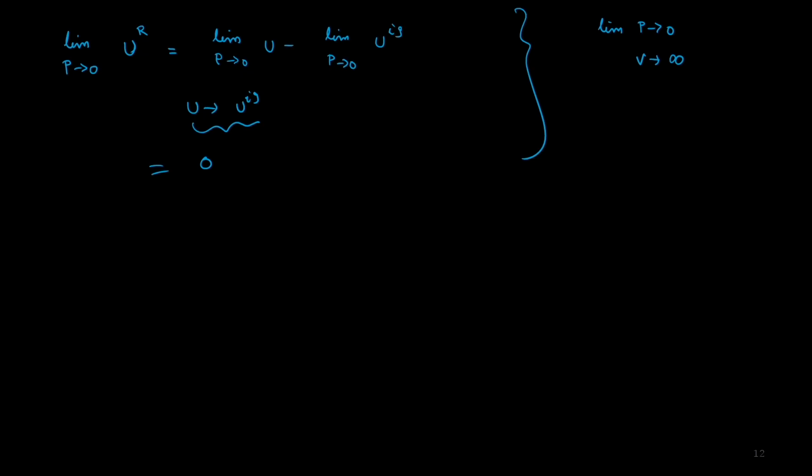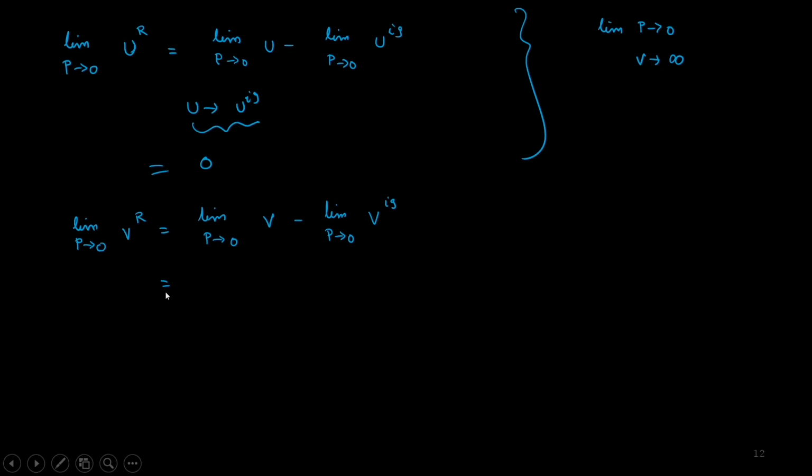Now on the other hand, let us see what happens to molar volume. Limit of P going to 0, what is the value of the residual volume V^R? This will be limit of P going to 0, V minus limit P going to 0, V^ig.